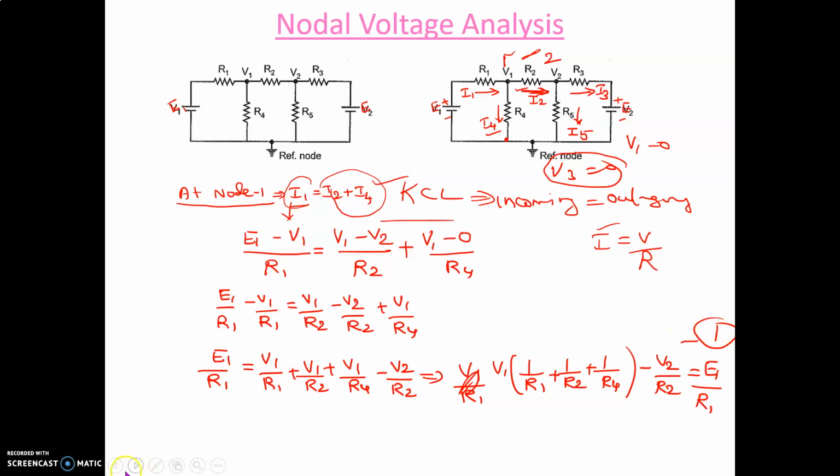That is the first equation. Next we have to apply KCL to node 2. At node 2, the potential is V2. The incoming current to this node is I2; current I2 is entering the node. I3 and I5 current are leaving from the node. So this is the equation.